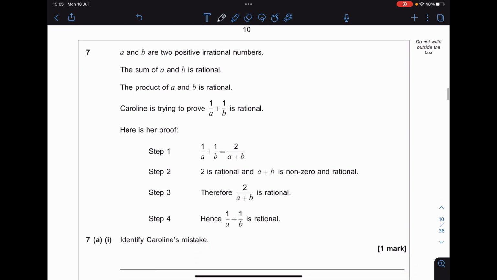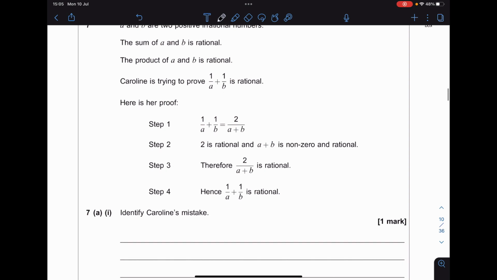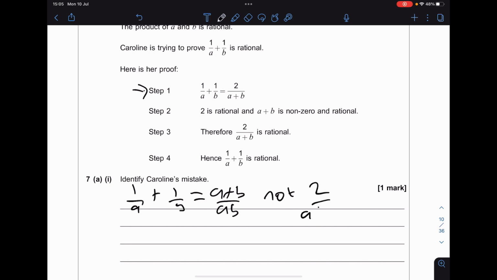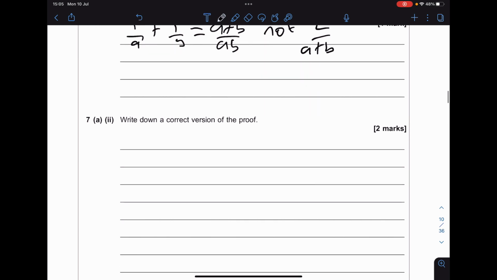Moving on. Question 7. A and B are two positive irrational numbers. The sum of A and B is rational. The product of A and B is rational. Caroline is trying to prove this. Identify the mistake. Well, I think the mistake is in here, in step 1, because 1 over A and 1 over B is A plus B over AB, not 2 over AB. Not that one. Okay. Right, on to the correct version of the proof.